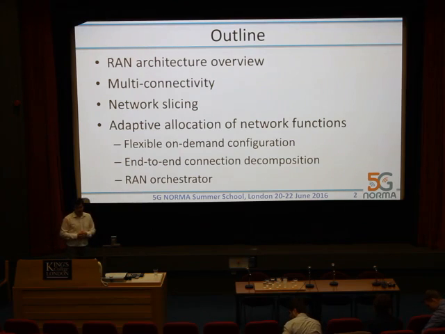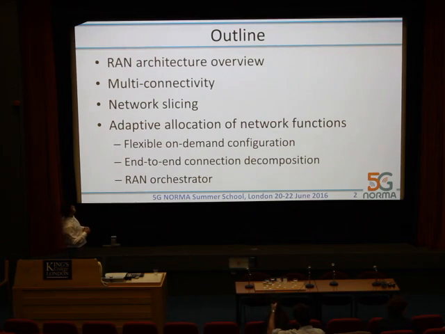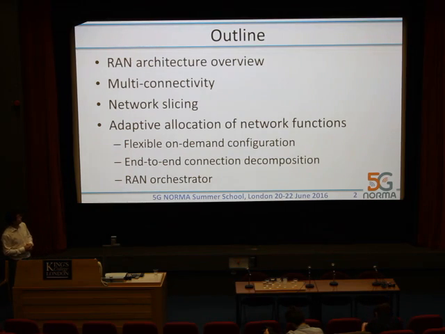decomposition allocates. So, rough outline, I will start with an architecture overview, so the radio access network architecture, then go to two important topics of the 5G NORMA work, namely multi-connectivity and network slicing, before then looking into three contributions within our project that tackle this allocation of network functions, namely the flexible on-demand configuration of access points or stations, the end-to-end connection composition, transport connections, and then the RAN orchestrator, which is some sort of predecessor of the overall SDMC concept, which will be presented not today, but tomorrow, I think. So the integration of the control data layer with the networks and orchestration.